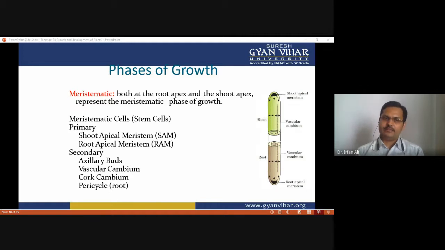And the secondary meristematic cells include axillary buds. These cells are present as axillary buds, and the vascular cambium also has meristematic cells, the cork cambium also has meristematic cells, and the pericycle also has meristematic cells. These meristematic cells are present at these locations: axillary bud, vascular cambium, cork cambium, and pericycle. And they provide the secondary growth to the plant. That's why they are called secondary meristematic cells.